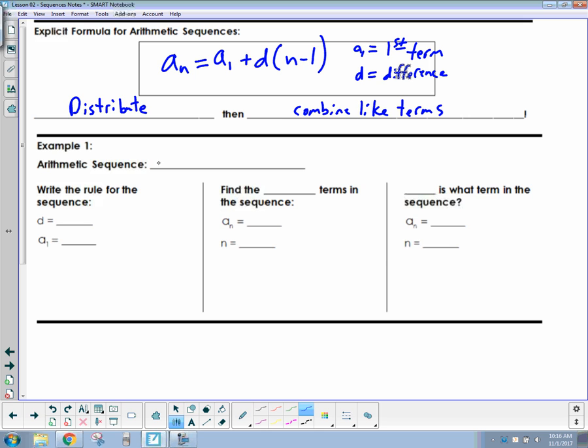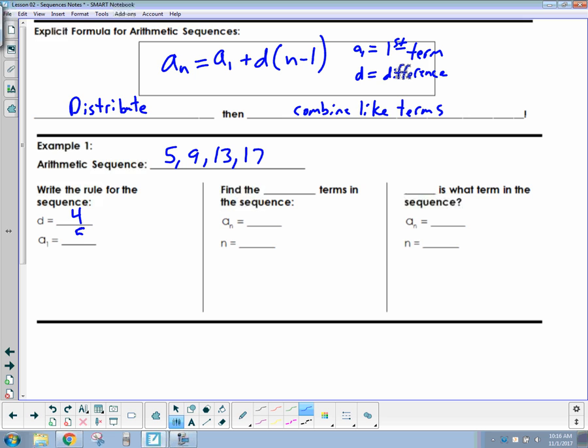So, I'm going to give you an arithmetic sequence, 5, 9, 13, 17, and we're going to fill in the rest of these boxes. So take a second, think about what's the difference between 5 and 9, 9 and 13, 13 and 17. 4, good. As always, the first term is going to be 5.